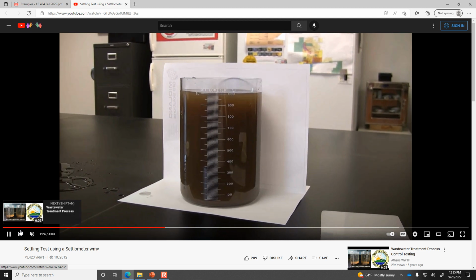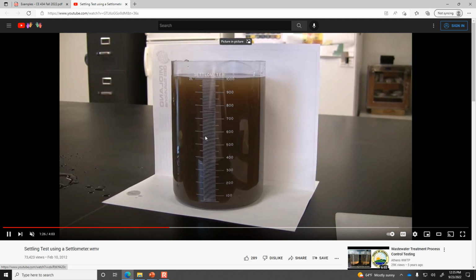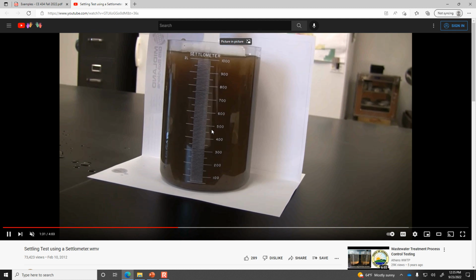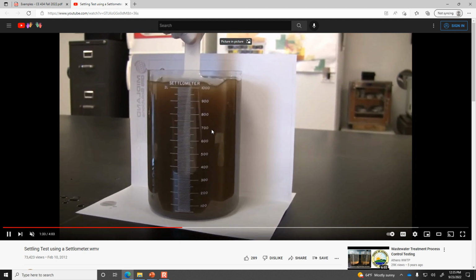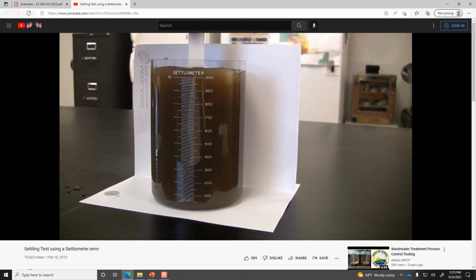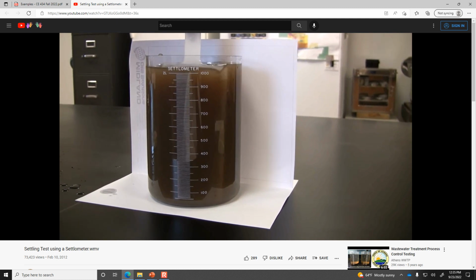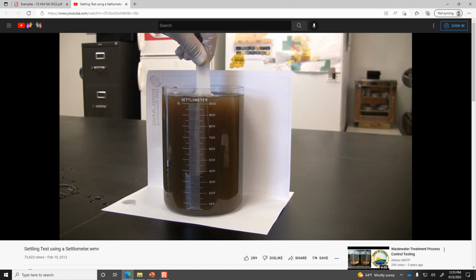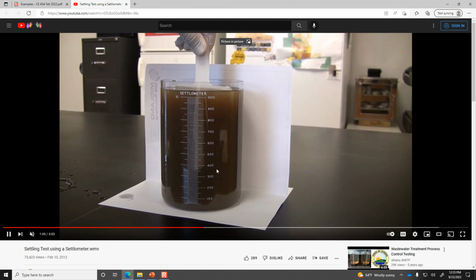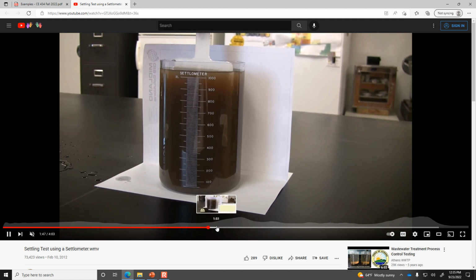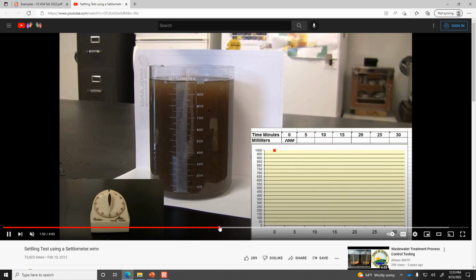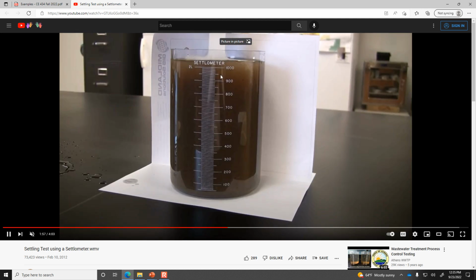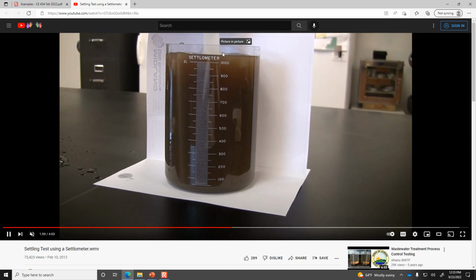And you basically just wait. And you'll notice that this is graduated, where it's got the volume indicated. And so he's mixing it gently just to make sure that there's an even distribution of the floc. And making the point that you don't want to stir it too hard, but there's going to be a graph over time of where do you see clear water?